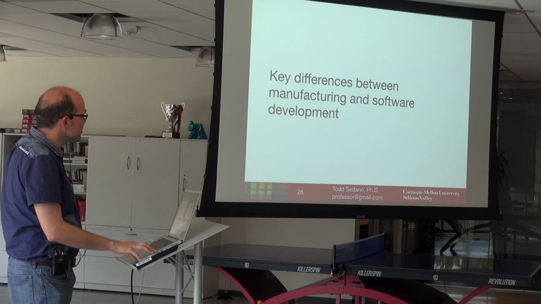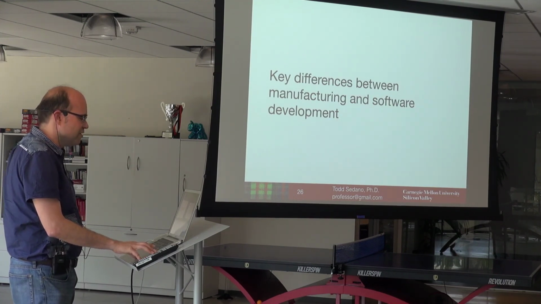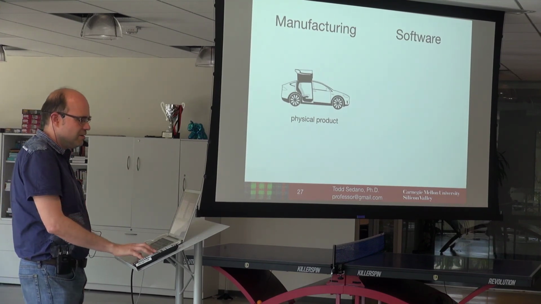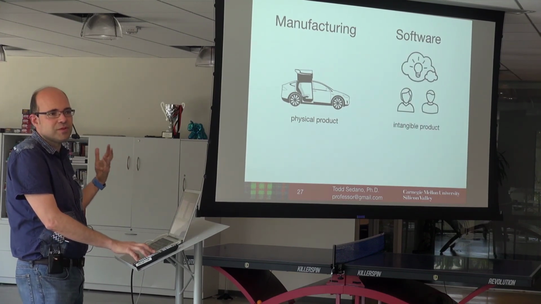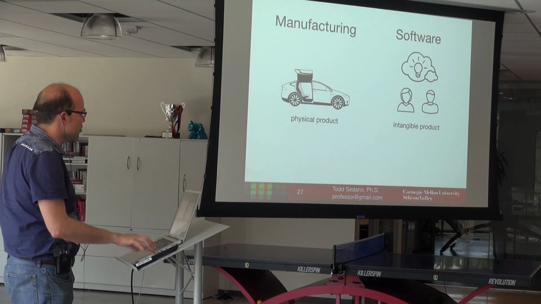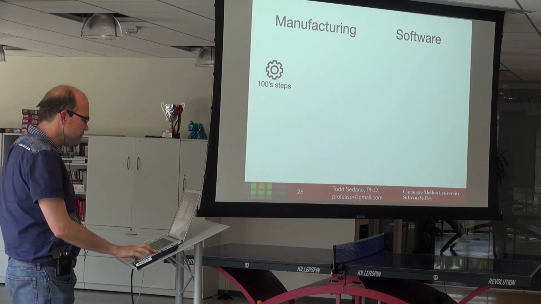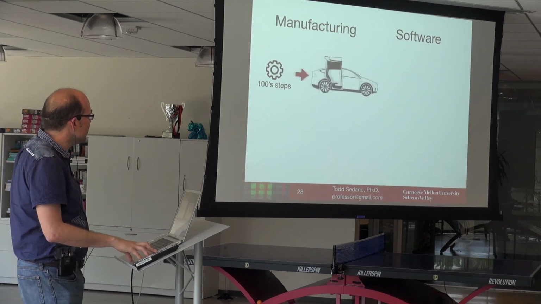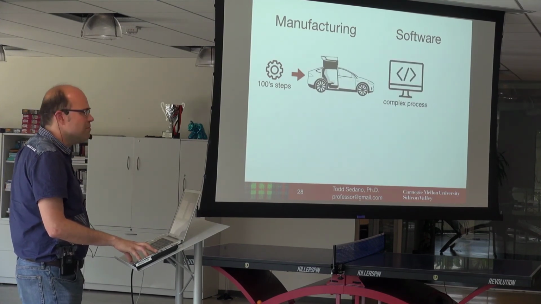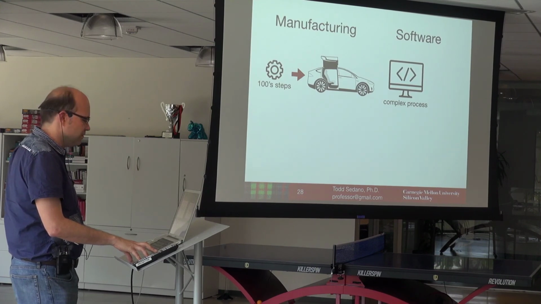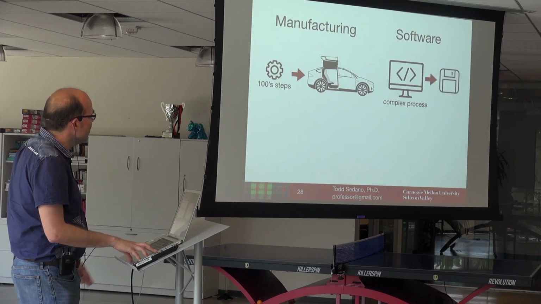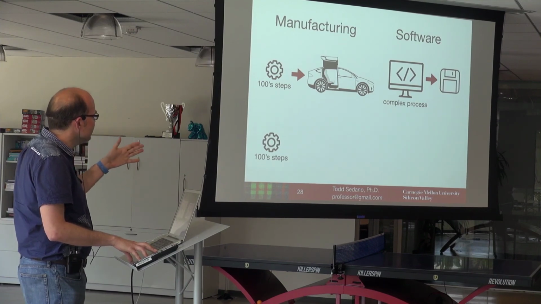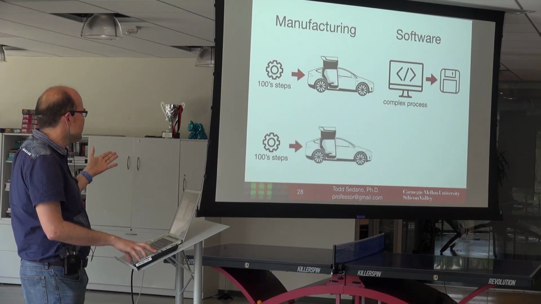And there are key differences between manufacturing and software development. In manufacturing, we're building a car, a physical product. In software, we're building an intangible thing. It's the creation of our minds. It's hard to point to it and say, here it is. In manufacturing, there are literally hundreds of steps in the final assembly of a car. In software, it's a complex process that we go through to build something. If we want another car, we redo the same hundred steps and we get another car.